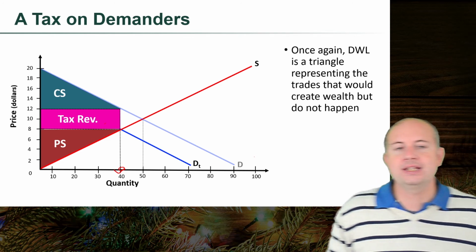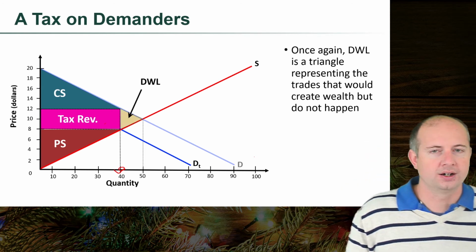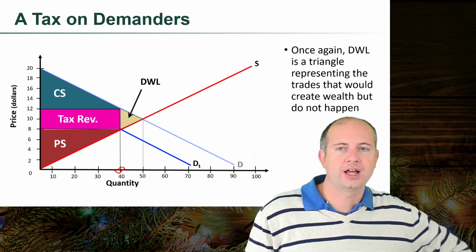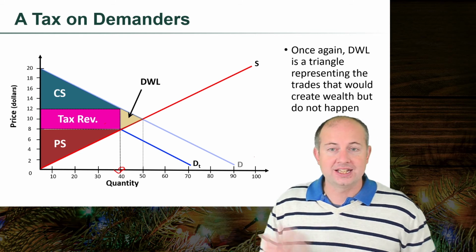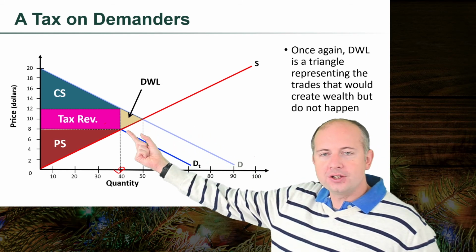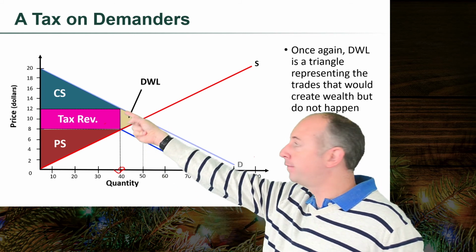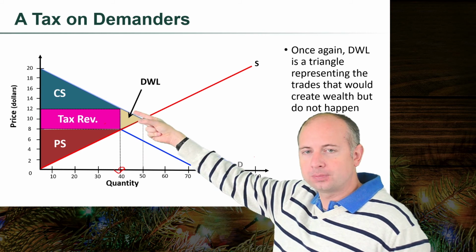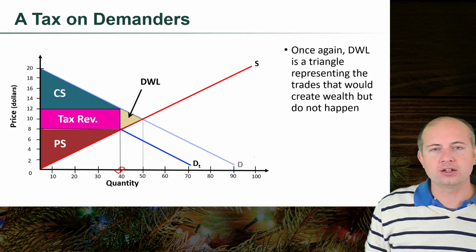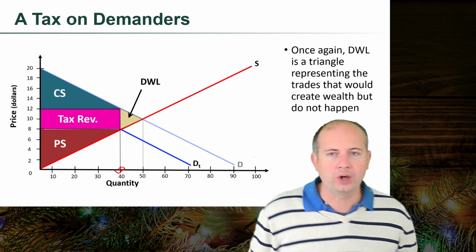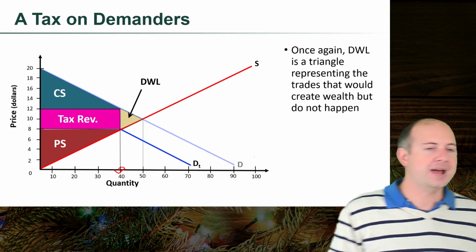So what is our deadweight loss? This little triangle right here. What's going on there? These are all the transactions that would have occurred without a tax that don't. So these are all the people who valued cigarettes at something more than $8, but weren't willing to pay the full $12 with-tax price. So these are all the transactions that don't happen. So once again, deadweight loss is a triangle representing the trades that would create wealth. The amount people are willing to pay exceeds the cost of producing them, but they do not happen.